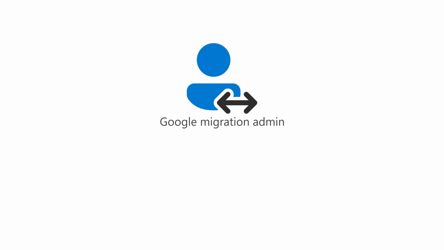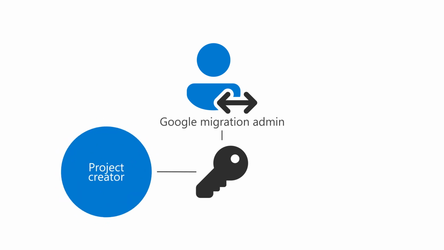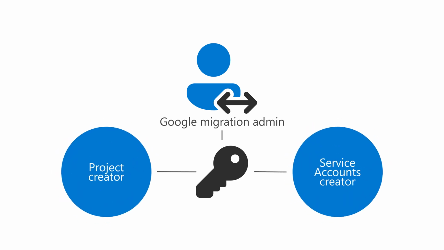Finally, you need to make sure your Google Migration admin has the correct permissions. The best way to do this is to make sure they are assigned the roles of Project Creator and Service Accounts Creator. Now, you are ready to perform the migration.